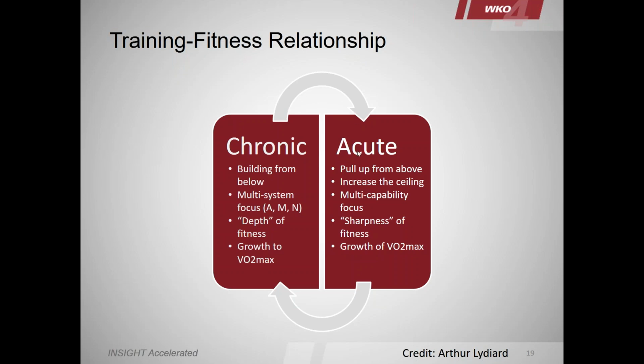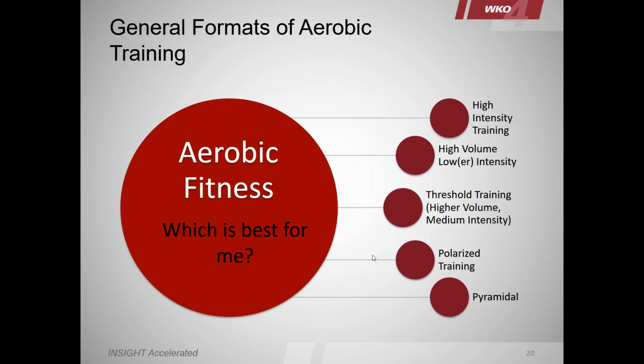Then you have acute aerobic fitness, where you're pulling things up from above. This is the raise the roof phase. You're increasing that ceiling, moving the VO2 max up, which really is the driver of the acute phase. It's a multi-capability focus. As you move into the acute, you get some other advantages, such as some anaerobic gain and some neuromuscular power gain. Here you have depth of fitness, there you have sharpness of fitness: training fitness, performance fitness. And again, growth of VO2 max is more the driver of this phase. So let's go back and look at our different aerobic formats.